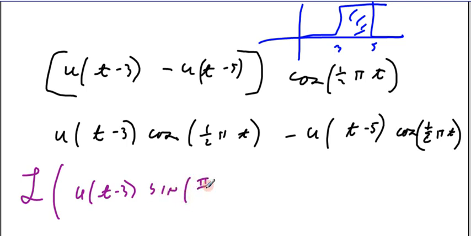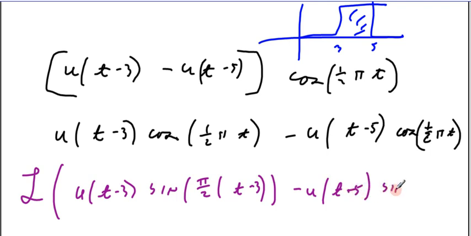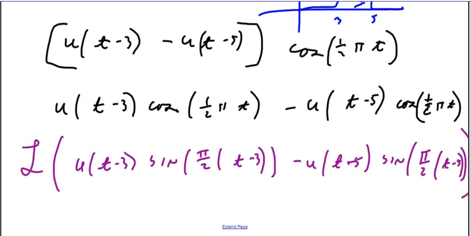pi over 2 t minus 3 minus unit step function t minus 5 sine pi over 2 t minus 5. Okay, so that's what I'm going to do.